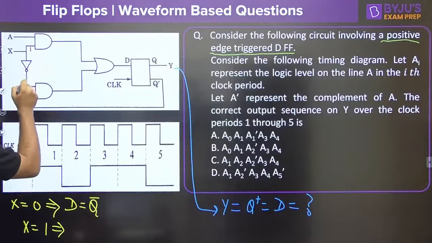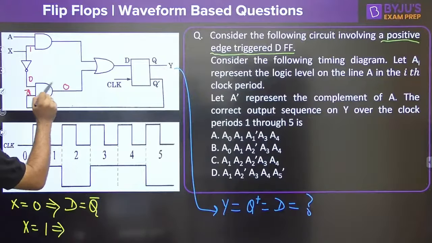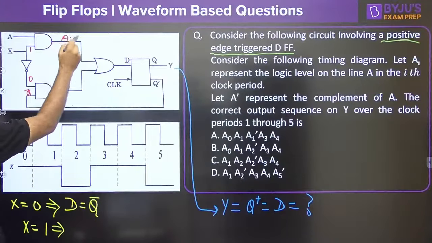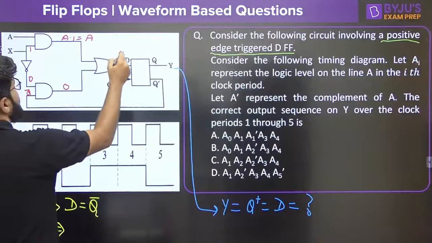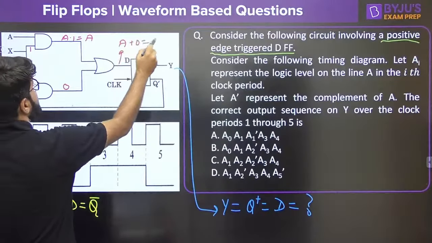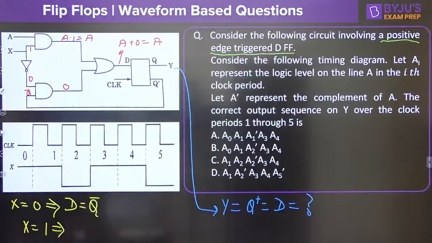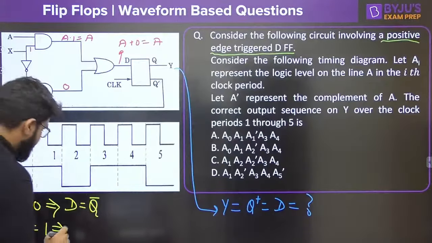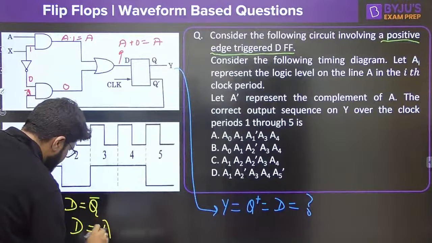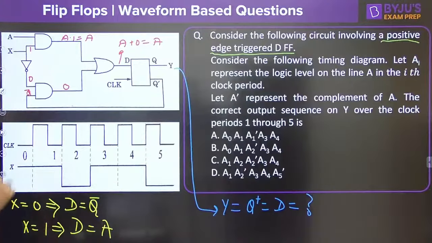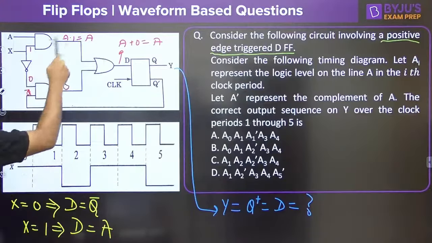Whenever X is 1, its complement is 0, so the second AND gate output is 0. Above, you have A into 1, which is equal to A. And this time it is A plus 0, which is equal to A. So I can say that whenever X is equal to 1, D is equal to A.